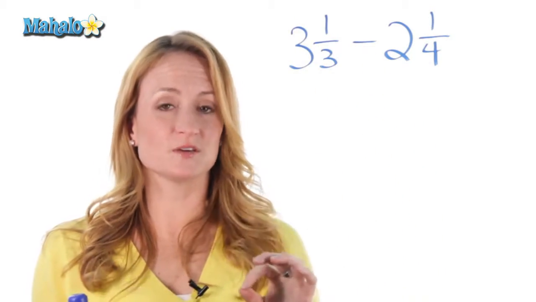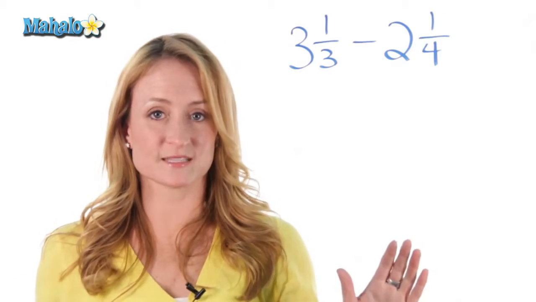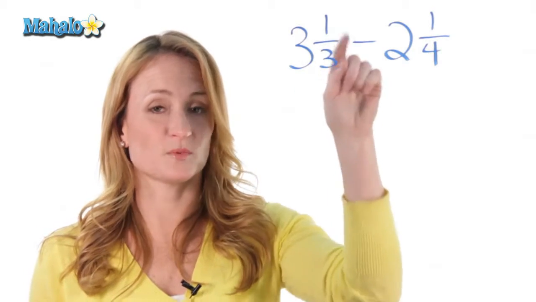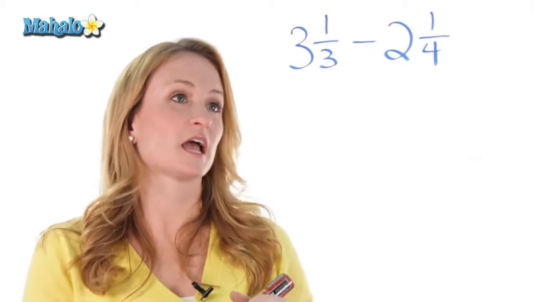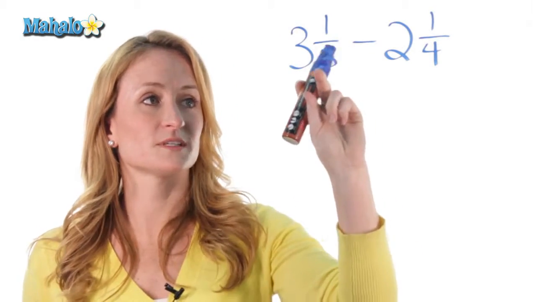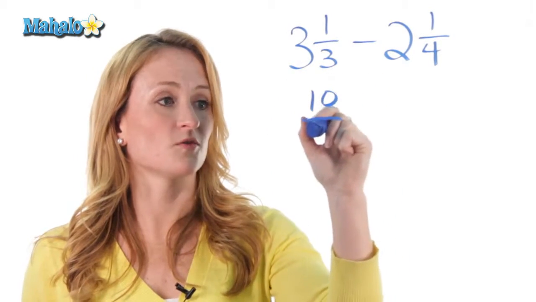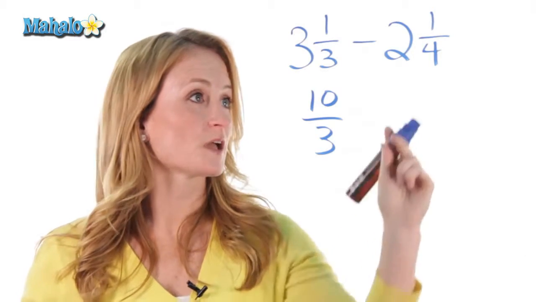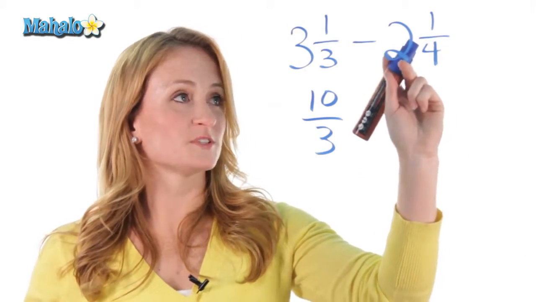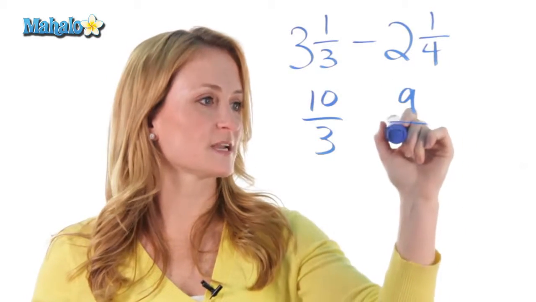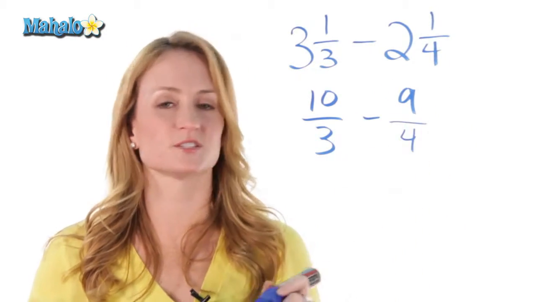So here's a way you can do it, and you do every problem the exact same way, and you're guaranteed to get it right. First, we need to turn these mixed numbers into just fractions. And we know how to do that by saying 3 times 3 is 9, plus 1 is 10 over the same denominator. And over here we have 4 times 2 is 8, plus 1 is 9 over the same denominator. Bring down our subtraction sign.